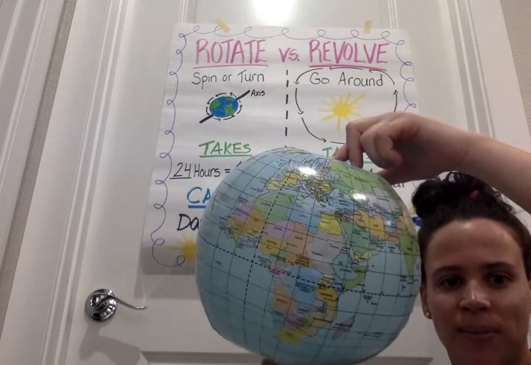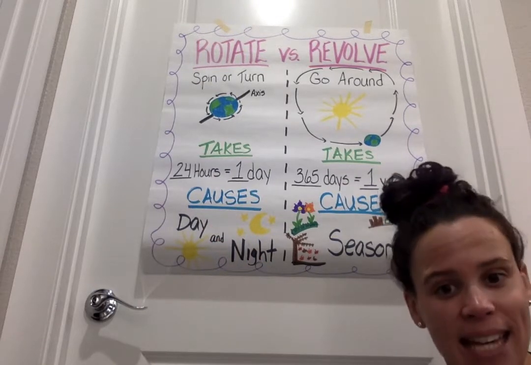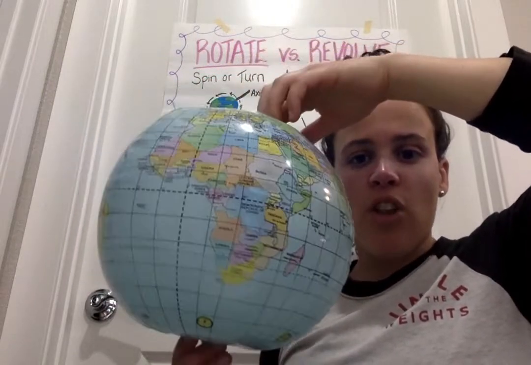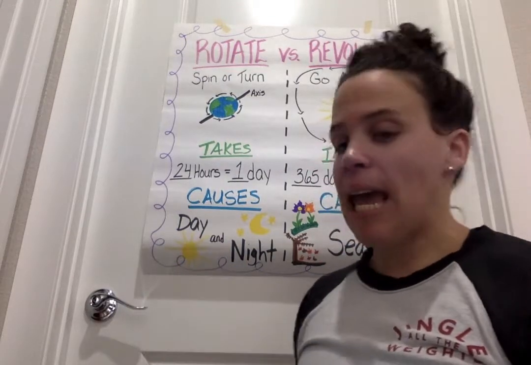once around. And that's what causes day versus night. So day and night is caused by the earth rotating once around. So rotate, to spin or turn, on its imaginary axis. You're not moving. And it takes 24 hours or 1 day. There's 24 hours in 1 day for the earth to do one rotation all the way around. And that's what causes day and night.